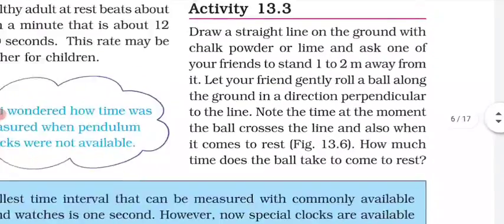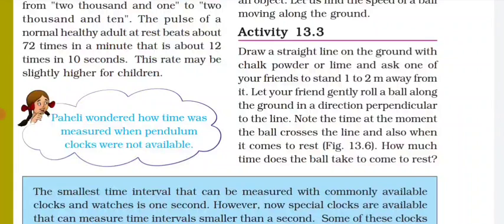Now there is a small activity. In this activity, you need a friend, and first of all, you have to make a straight line with chalk or lime on the ground, and then a friend has to stand 1 or 2 meters away from us. Now we have to gently roll the ball on the ground, perpendicular to the direction of the line drawn on the floor.